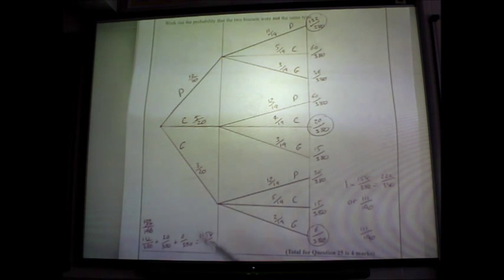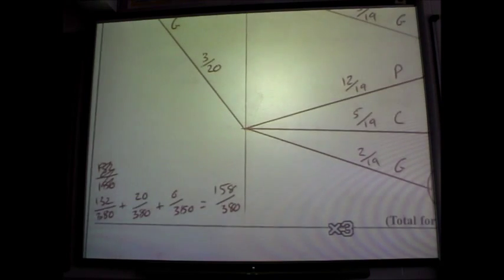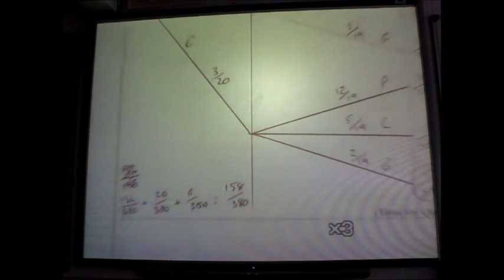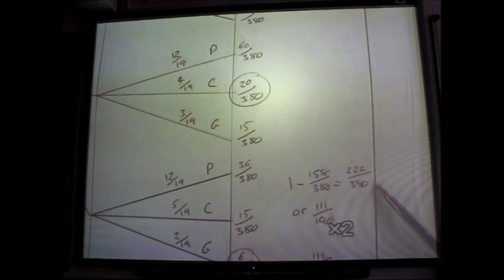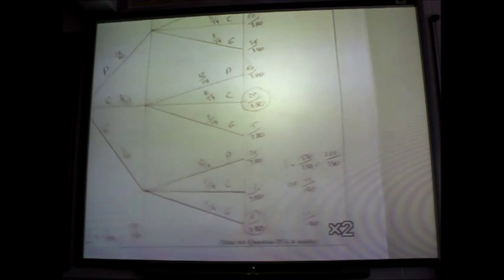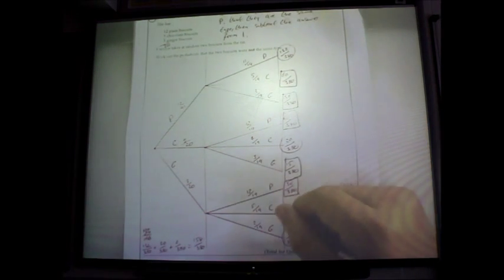I added that up down here, which gave me 158 over 380, because obviously you multiply the fractions across. So over here I did 1 take away that, which gave me the answer there, which you can simplify to that. The other way you could do it is, if you want, and I'm just going to put a square box around them now. I'm going to zoom in so you can see clearly what the numbers are in a moment, but if you add up the ones I am squaring, you will also get the answer of 222 over 380. You will also get that.